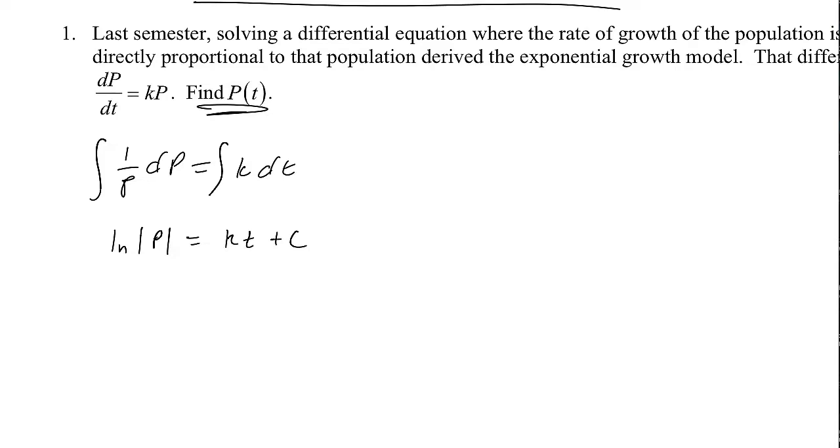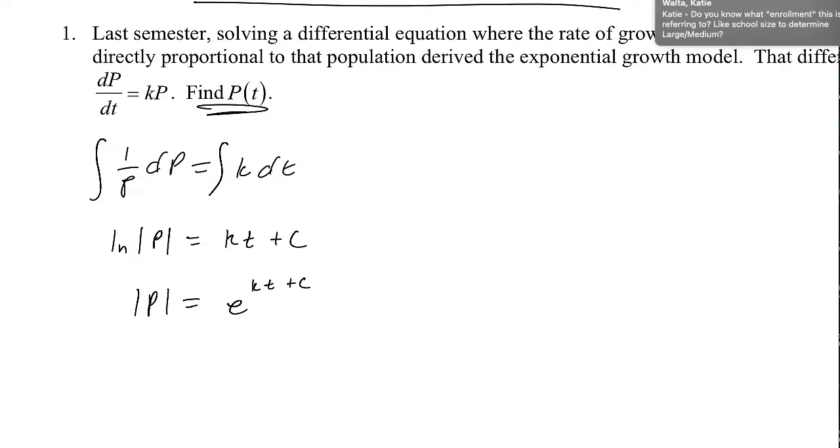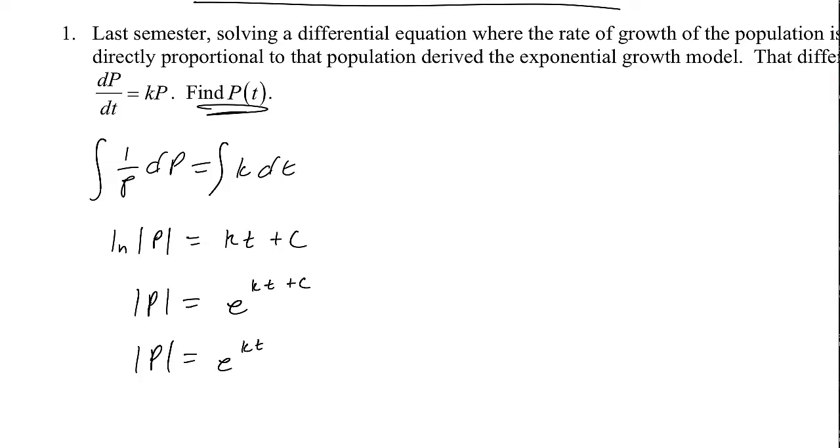At this point, I'm going to want to exponentiate. So the absolute value of P is equal to e to the kt plus c. And now I'm going to need to get rid of the absolute value here. So the way that we can do that is, let me rewrite this a little bit differently one more time: e to the kt times e to the c. Because this e to the c is a constant. This is just a number. e to the c is just a number, right?